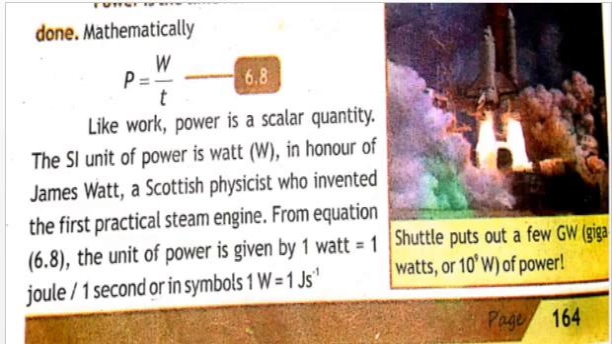In honor of James Watt, a Scottish physicist who invented the first practical steam engine. From equation 6.8, the unit of power is given by 1 watt. 1 watt equals 1 joule per 1 second, or in symbols, 1 watt equals joule per second.